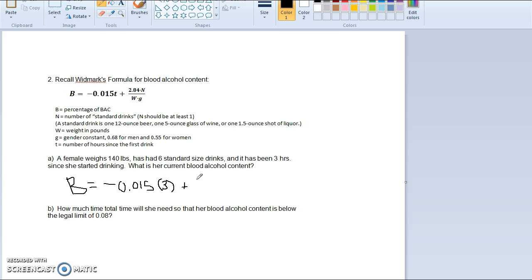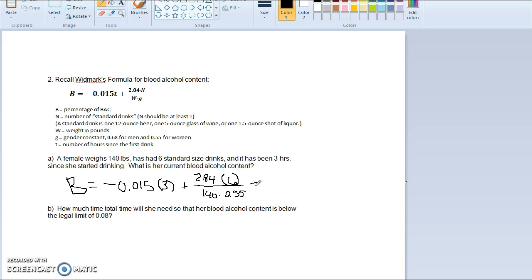And then 2.84 is a constant in the formula. The N I also know because N is the number of drinks, such that she's had 6 drinks. And we're going to divide that by her weight, which is 140, times her gender coefficient. Since she's a female, we're going to use the gender coefficient for women and put in 0.55.